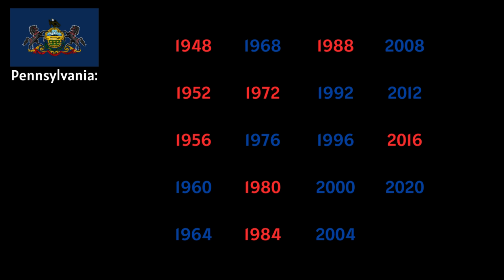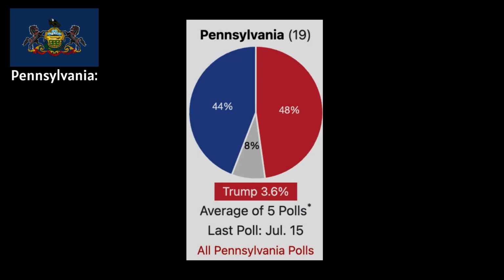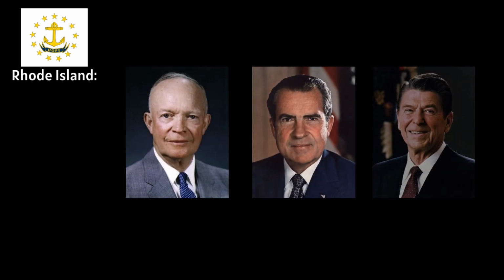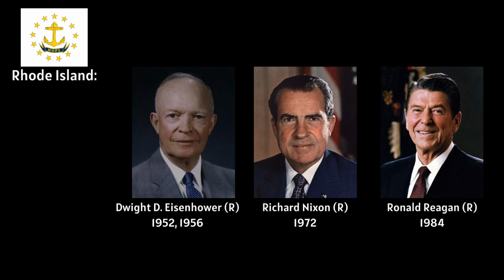The only Republican Pennsylvania has voted for since 1992 was Donald Trump in 2016, but Trump leads current polls in Pennsylvania for 2024. Rhode Island is a very blue state, having voted for Reagan in 1984, Nixon in 1972, and Eisenhower in 1952 and 1956, but voting blue in every other election.